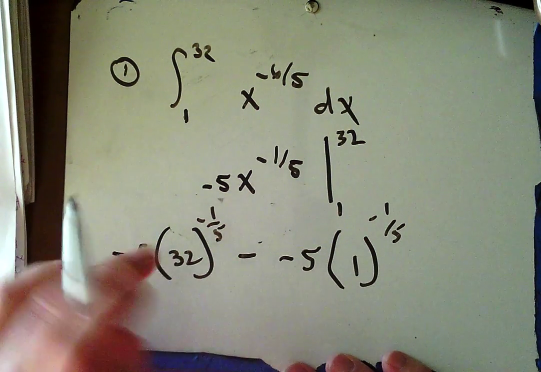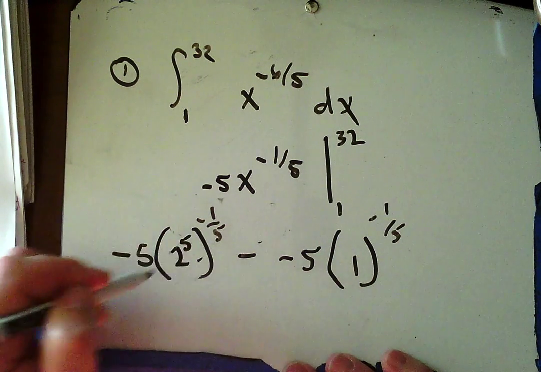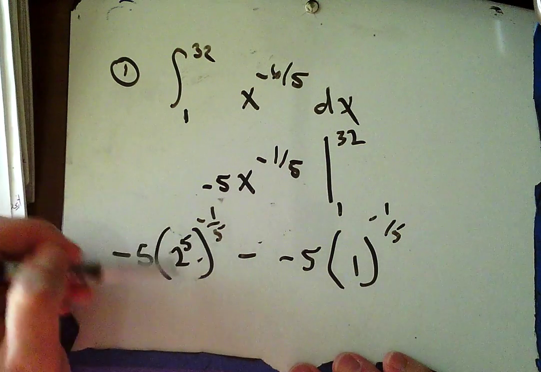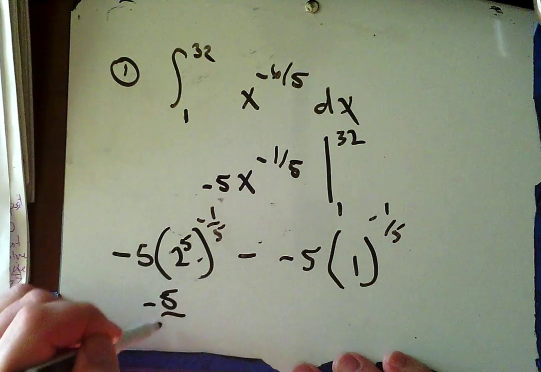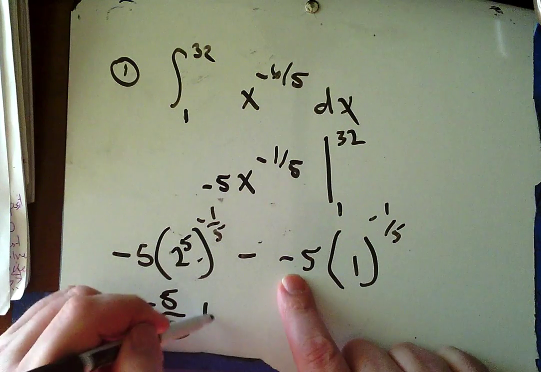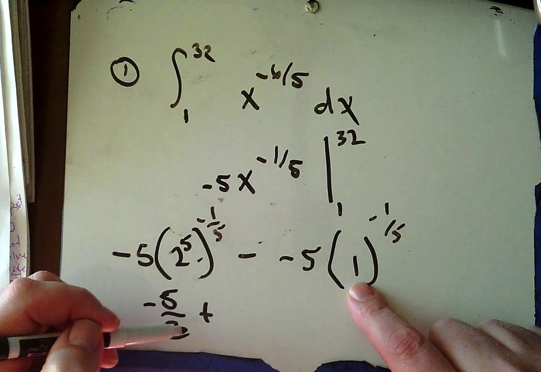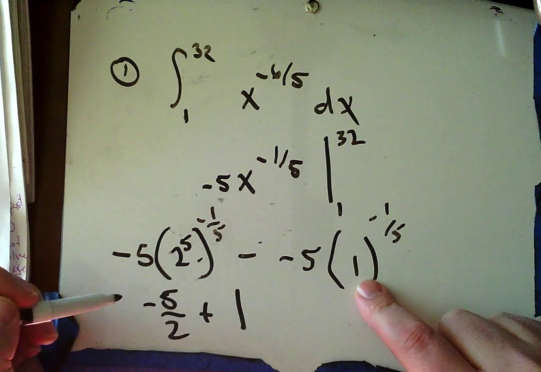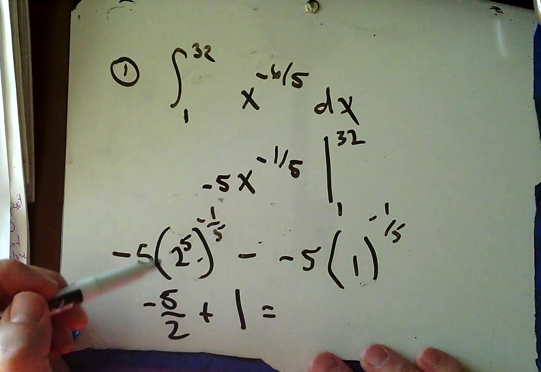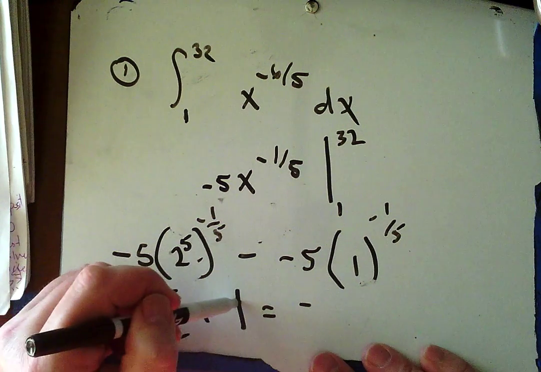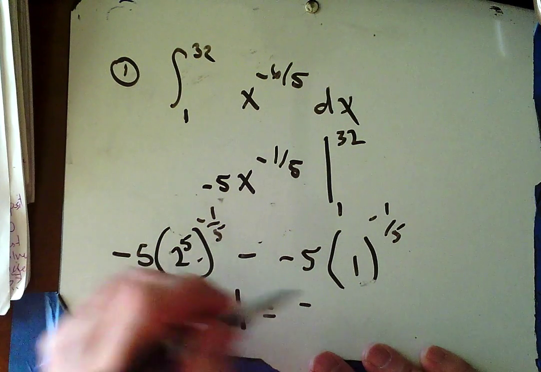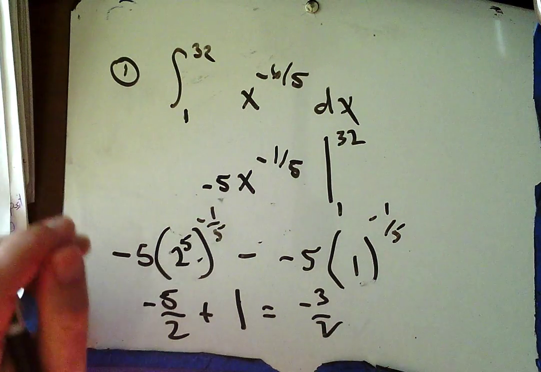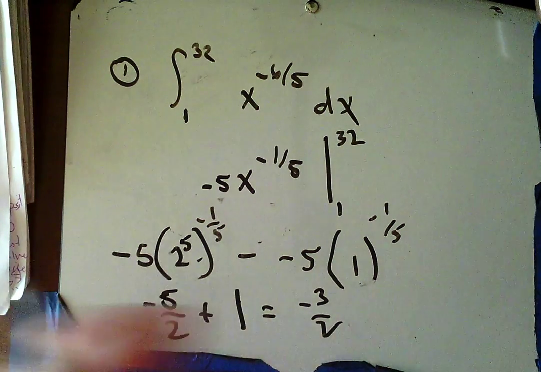Remember that 32 is the same as 2 to the 5th. When I raise a power to a power, I multiply them. So this is going to turn into 2 to the negative 1, or 2 on the bottom, plus... The 5th root of 1 is 1. 1 over 1 is 1, so we end up with 1. So that's going to be negative 5/2 minus 5 plus 2 is minus 3/2. All right, well, there's the first one. Let's keep going.